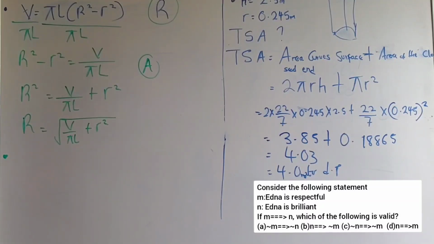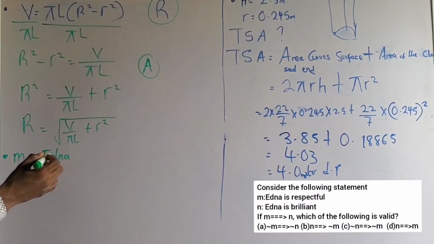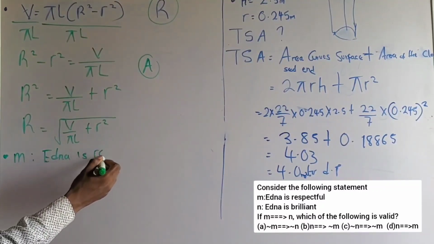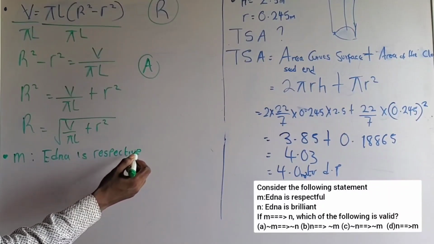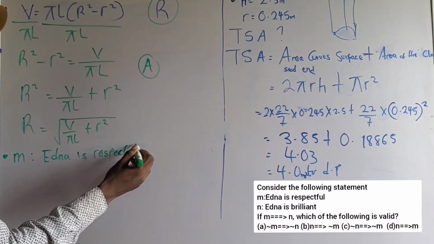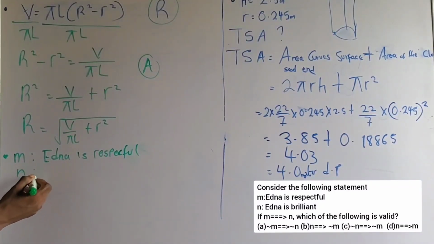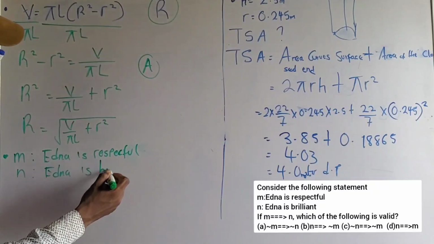Now, please pay attention. M represents Ednan is respective. Ednan is respective, and N is used to denote Ednan is brilliant. Ednan is brilliant.